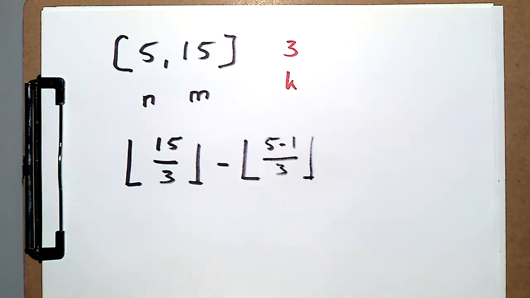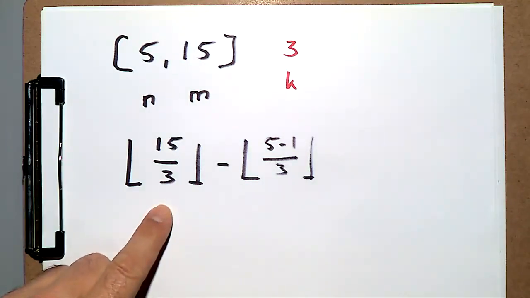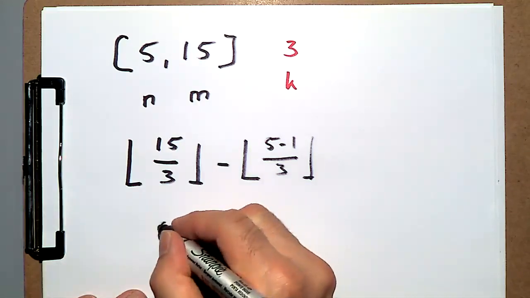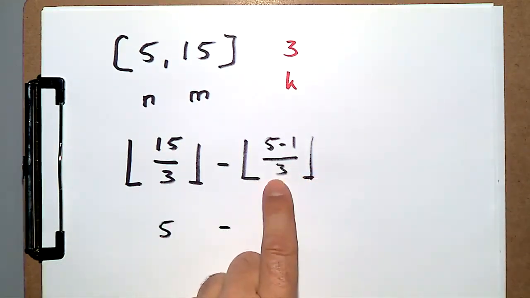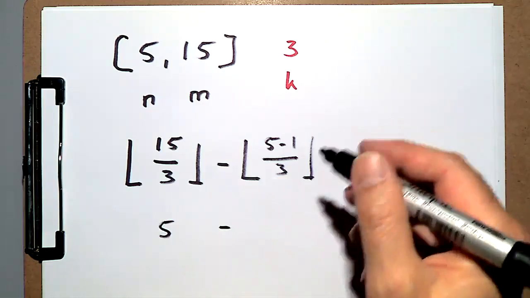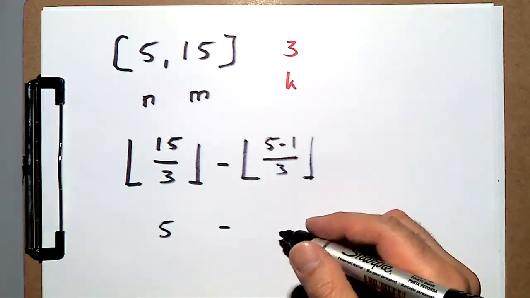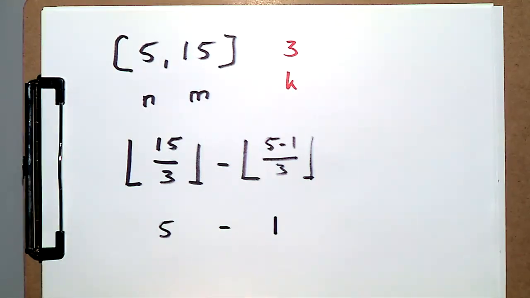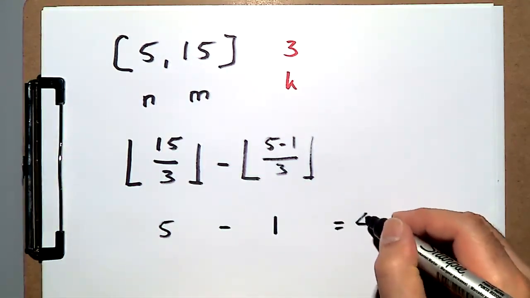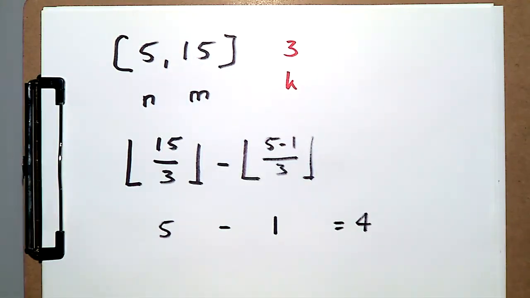Now, what's the floor of 15 divided by 3? That's 5. And the floor of 4 divided by 3? So we've got 4/3, it's 1.333. And the floor of it would be 1. So indeed, we get 4. And this is exactly what we would get as a result when we count the numbers ourselves.